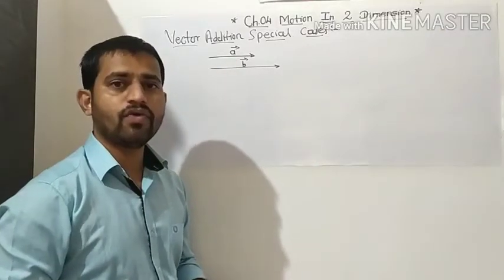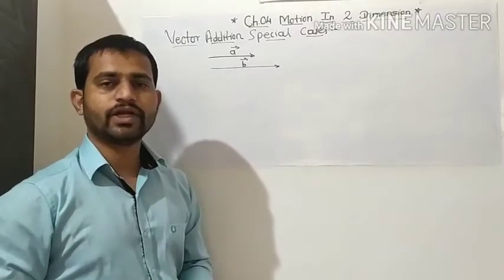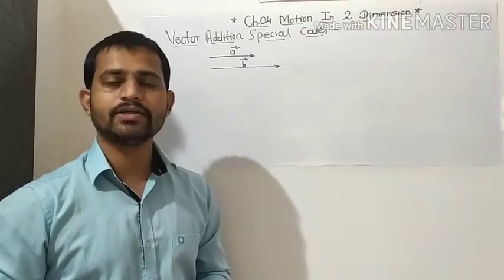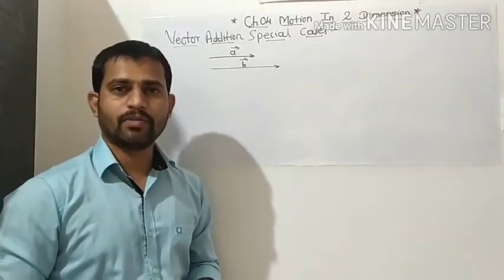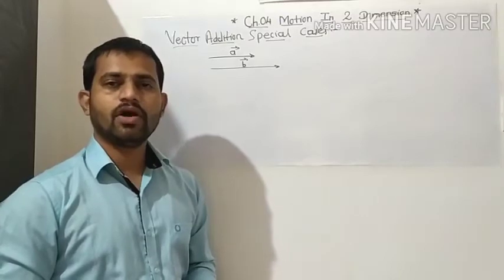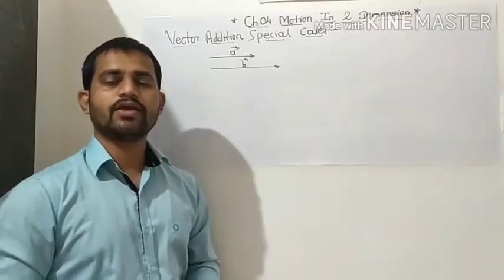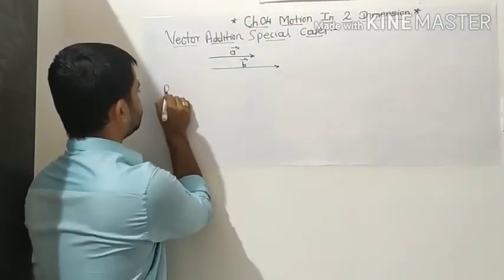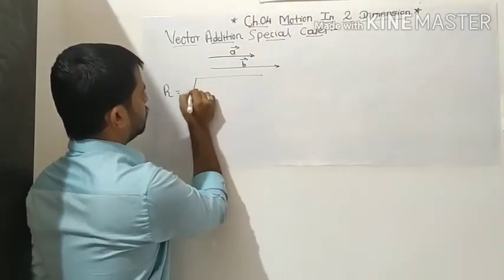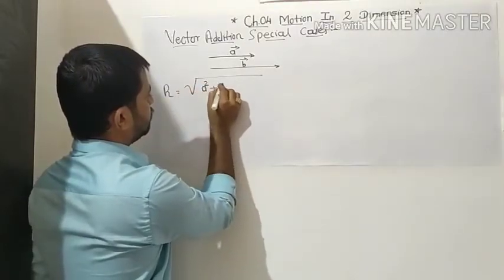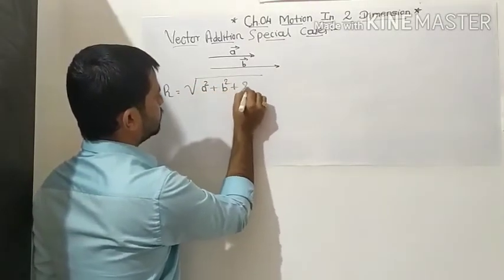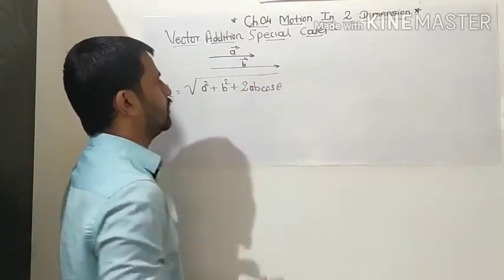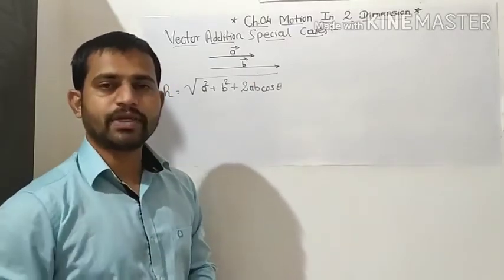If we have to add these two vectors, we have to find the resultant of the addition of these two vectors. We can do this by applying the parallelogram law. So what is the parallelogram law for vector addition? The magnitude of the addition is R equal to under root of A square plus B square plus twice AB cos theta.